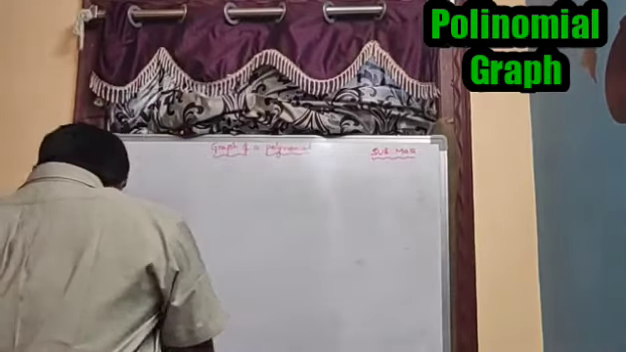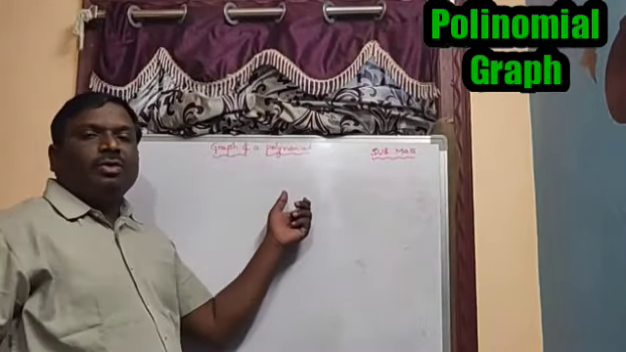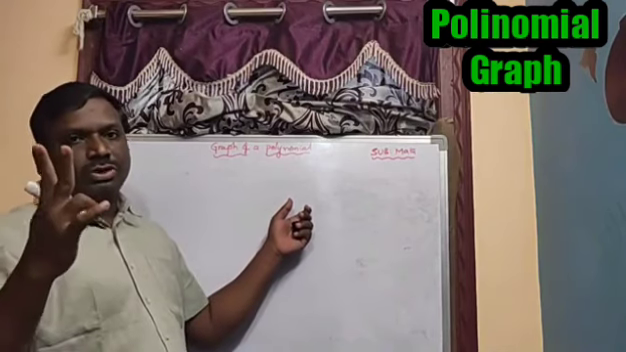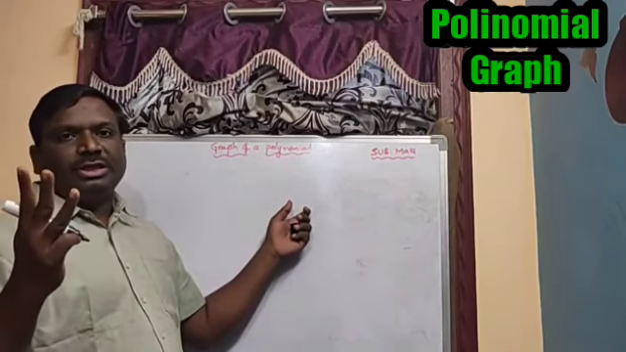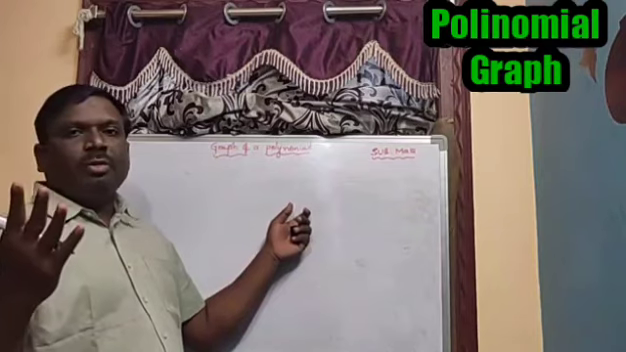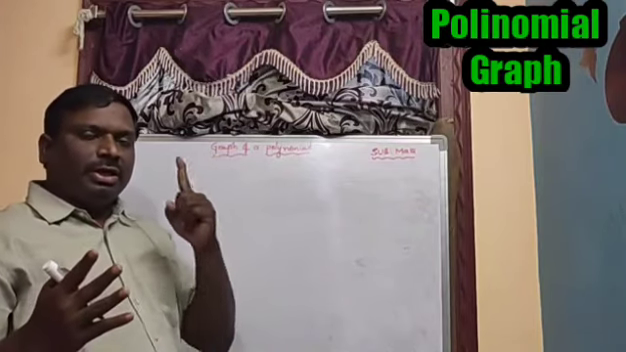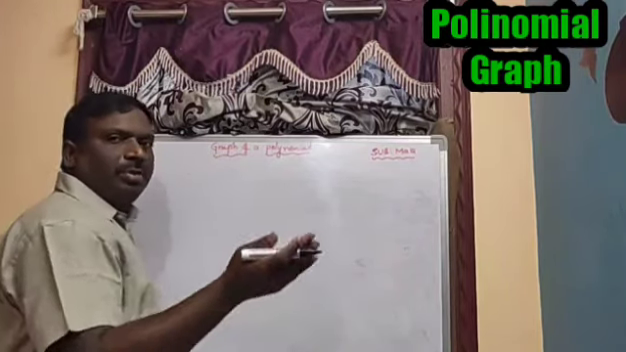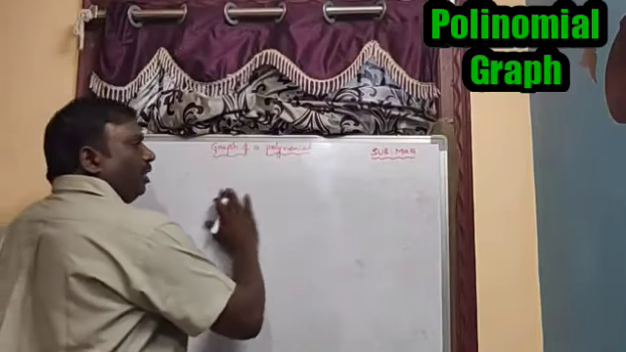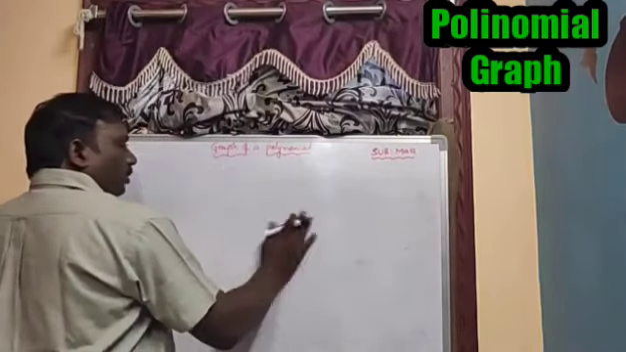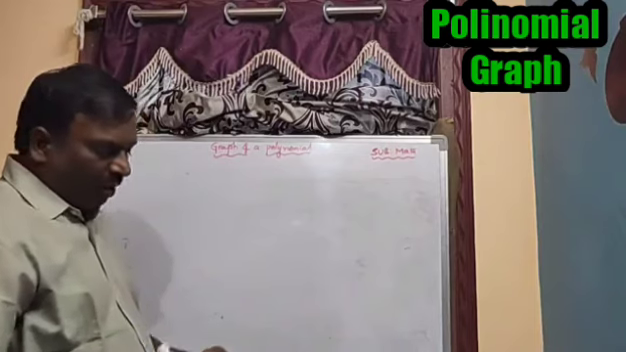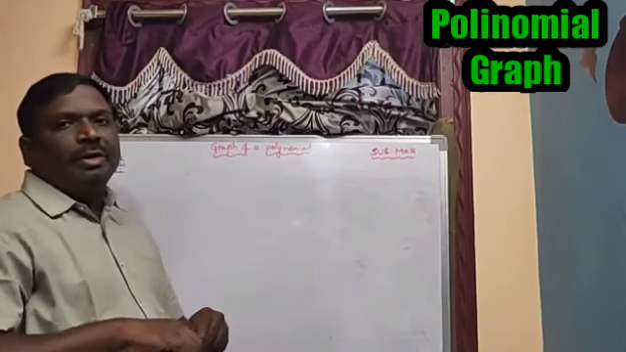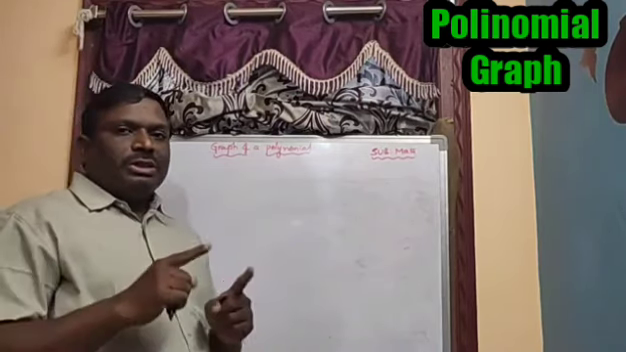In the previous session I already explained, if it is a quadratic polynomial, how many zeros will come? 2 zeros. If it is cubic polynomial, 3 zeros. If it is biquadratic polynomial, 4 zeros. If it is linear polynomial, only 1 zero. So the number of zeros depends upon the highest power of the variable.